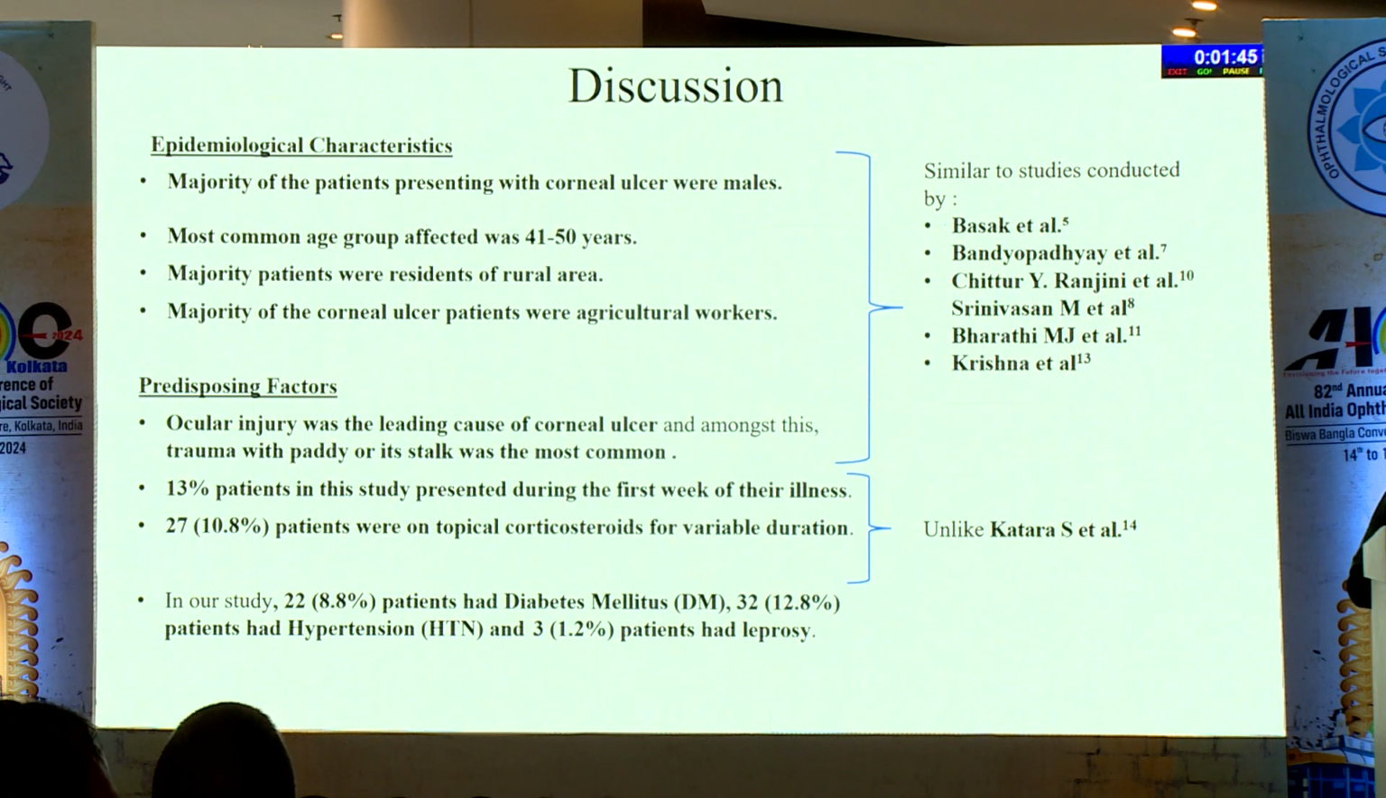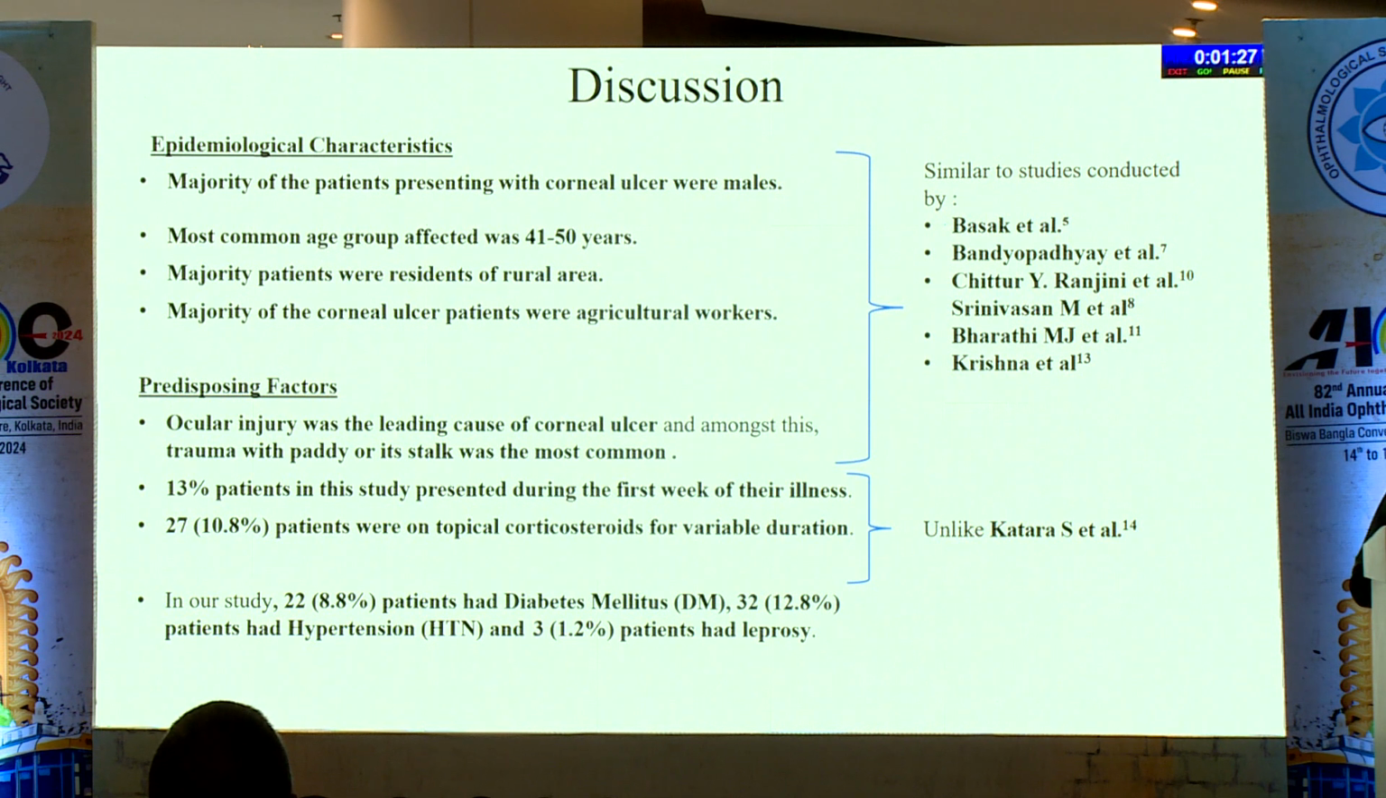Regarding the discussion, epidemiological characteristics: the majority of the patients presenting with corneal ulcer were males. The most common age group was 41 to 50 years, they were residents of rural areas and were agricultural workers. Ocular injury was the leading cause of corneal ulcer. All of these findings are similar to other studies conducted in India.